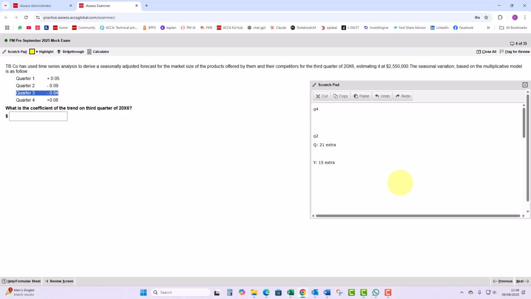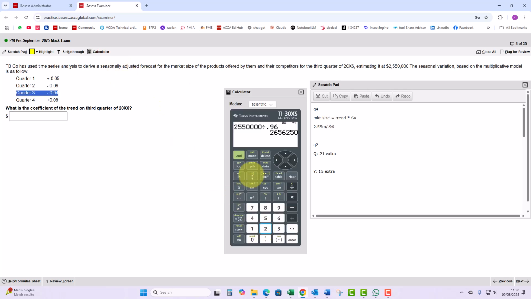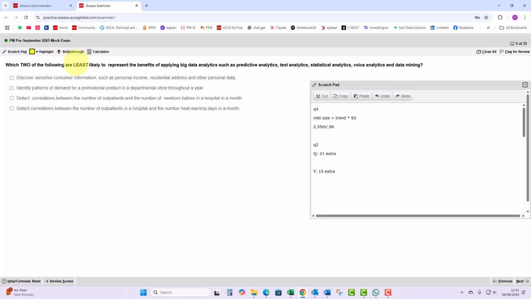With the multiplicative model, the formula you need to remember is the market size equals the trend multiplied by the seasonal variation. We know the seasonal variation, we know the market size, so we need our trend. We take the 2.55 million and divide it by the seasonal variation, but it's given to us in this format. We need to convert it into a decimal, so we divide by 0.96. So the answer is 2,656,250.